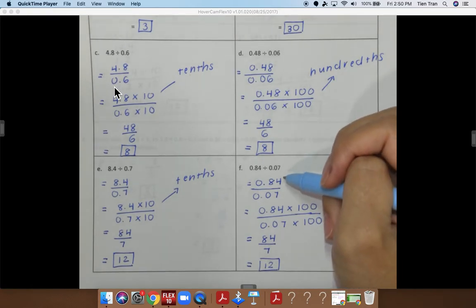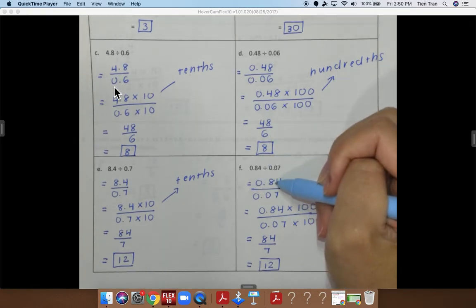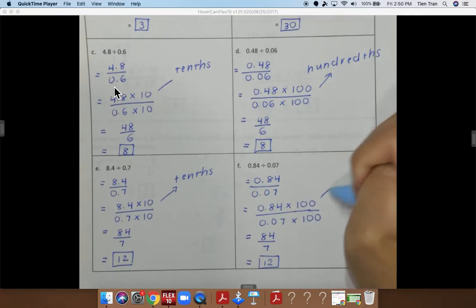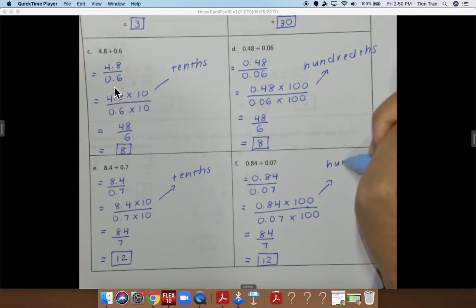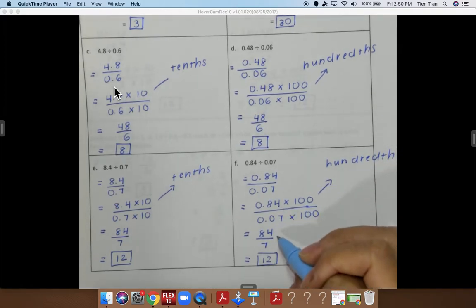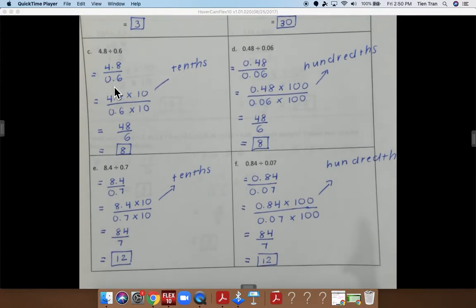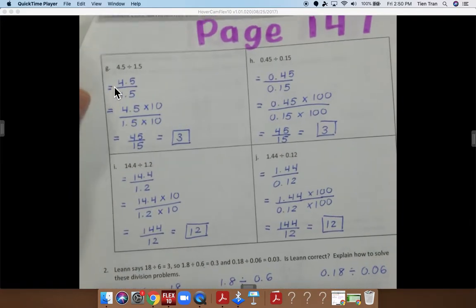Over here, I am dividing 84 hundredths divided by 7 hundredths. So we are going to be multiplying times 100. And what we get is 84 divided by 7, which is also equal to 12. Now I'm going to turn the page and we're going to do the same thing.